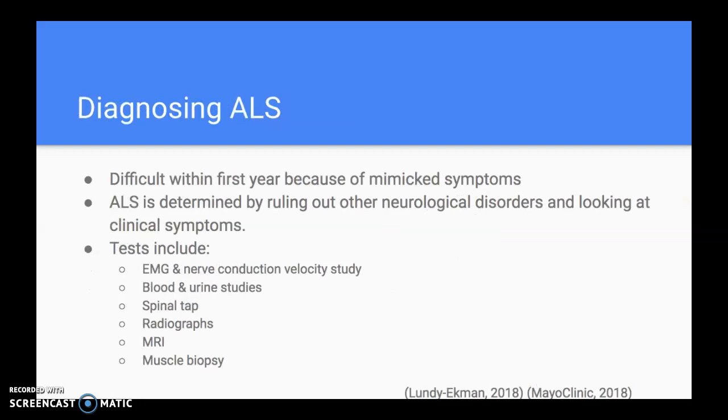Diagnosing ALS is extremely difficult, especially within the first year, because signs and symptoms start off kind of mild and progress to a much more severe case. And a lot of these symptoms mimic other neurological conditions. So ALS is actually determined by ruling out all of those other neurological disorders first. Some of the tests that can be done include EMGs and nerve conduction velocity studies, blood and urine studies, spinal tap, radiographs, MRI, and muscle biopsies.